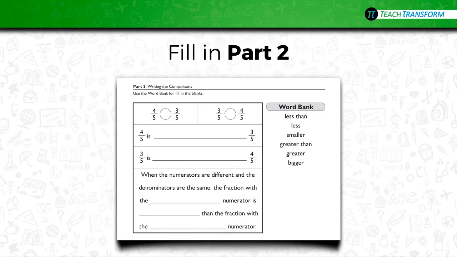In part 2 on your sheet, you're going to write the comparisons in symbols and in words, and you're going to write your thinking by filling in sentences using a word bank. So you're going to pause the video and fill in part 2, then start it again when everyone at your table is finished. You may need to discuss the sentences with your friends sitting at the table. Pause the video now and fill in part 2.